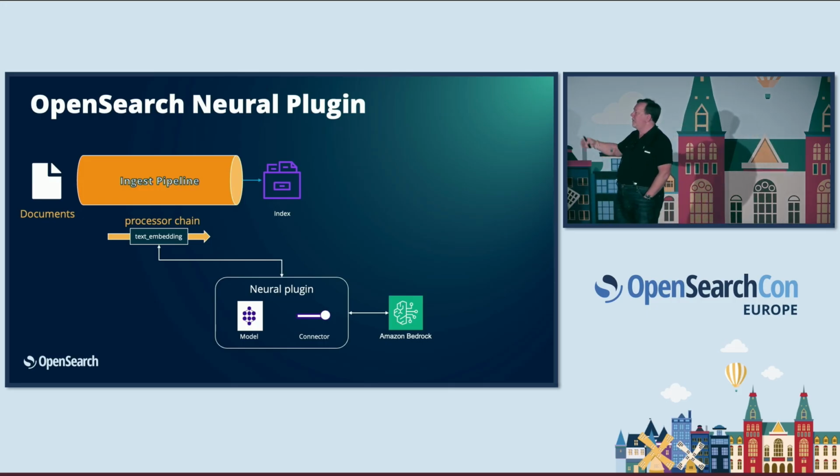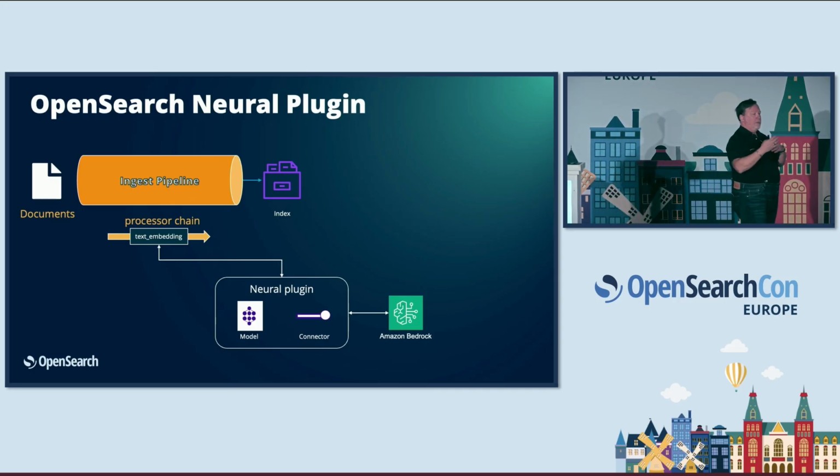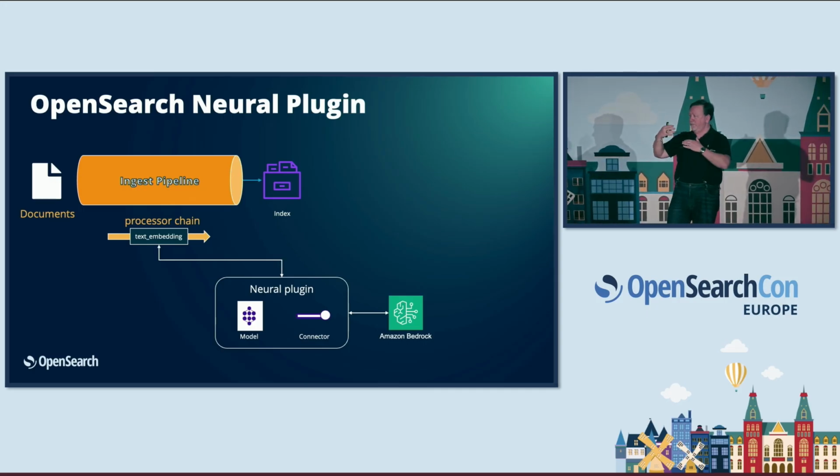If you're using a third-party model, remote model, you have a connector framework that enables you to define a connection to a remote service, including authentication, the invocation methodology, post-processing, and tell OpenSearch how to talk to that external model.